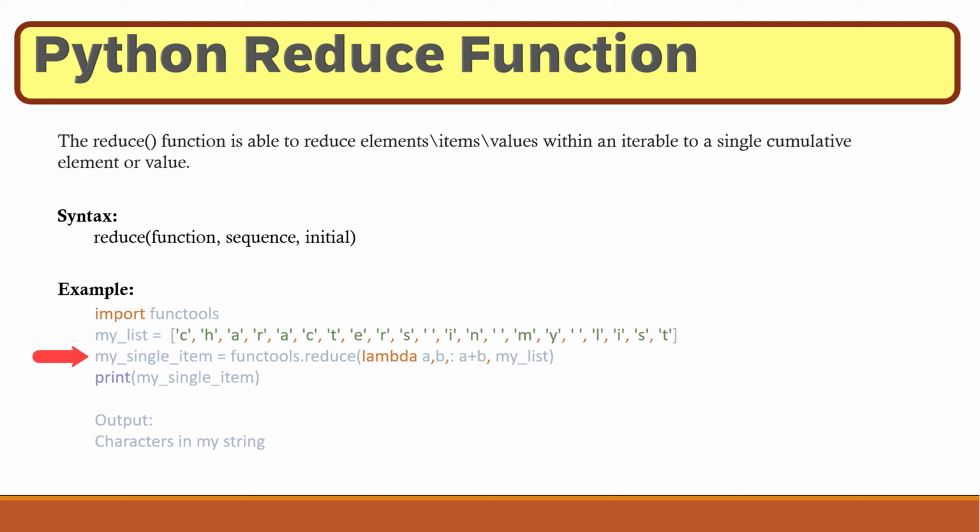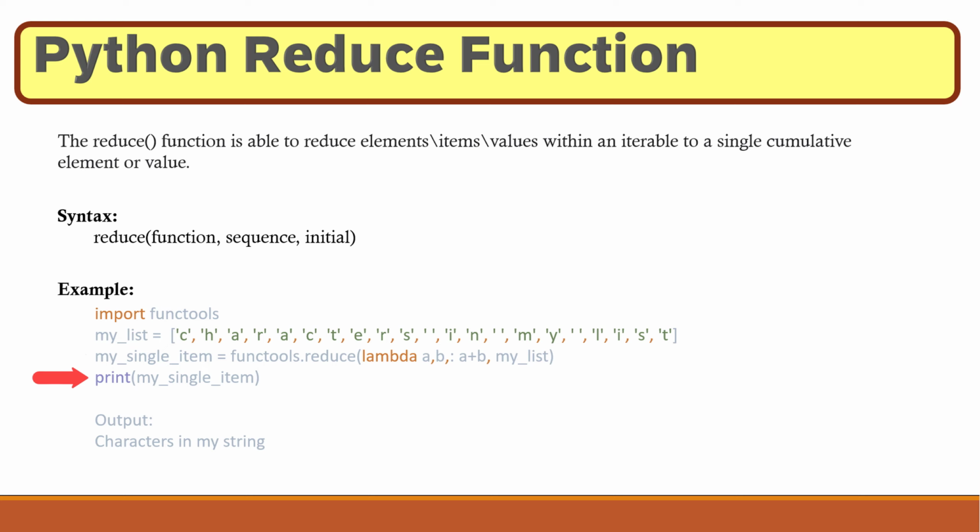Now we have got the main line of code, and we're storing it inside a variable called my_single_item. And this equals functools.reduce. And inside the reduce method, I've got two arguments. We've got a lambda function, so the function, the process. And in this function, we've got two values, a and b, and we are adding a and b together. And then we are doing this on an iterable, which is called my_list, which is the list above.